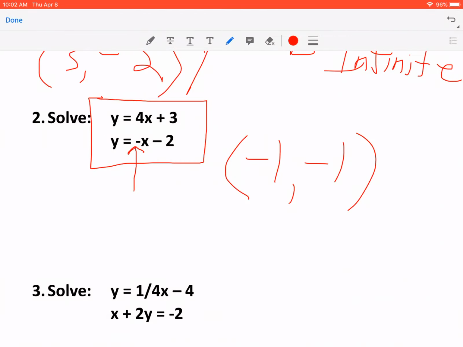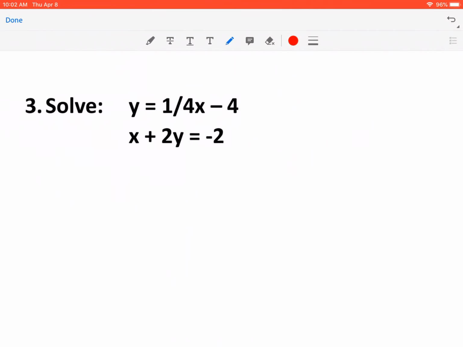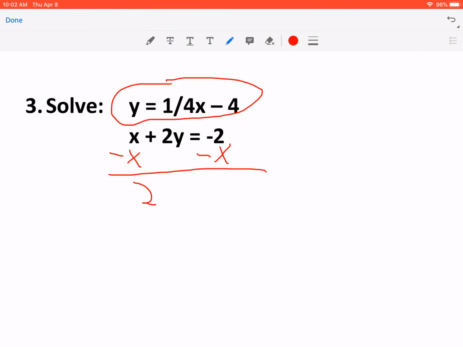Okay, now when we go to number 3, this first one is fine. It's in slope-intercept form, but this second one is in standard form. So before I can type it in my calculator, I need to change it to slope-intercept form. That means y needs to be by itself. Well, first we need to get rid of x. So we're going to subtract x on each side. That gives me 2y equals negative x minus 2.